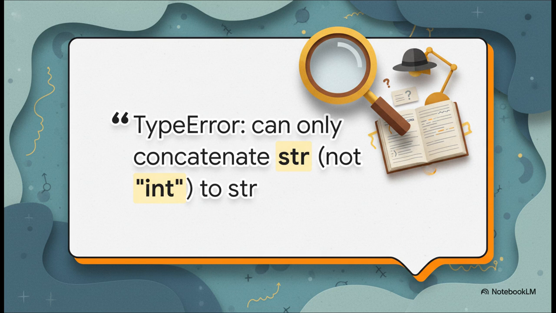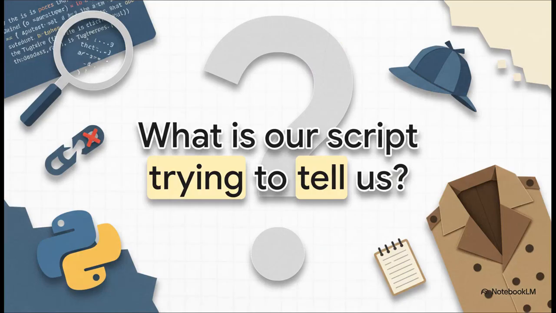And here it is, our first clue. This is the message our program left for us right before it gave up. Now I know, it might look like a bunch of technical gibberish, but this one single line is the key to solving our entire mystery. It's telling us exactly what went wrong, we just need to learn how to speak its language. So, what is our script trying to tell us?